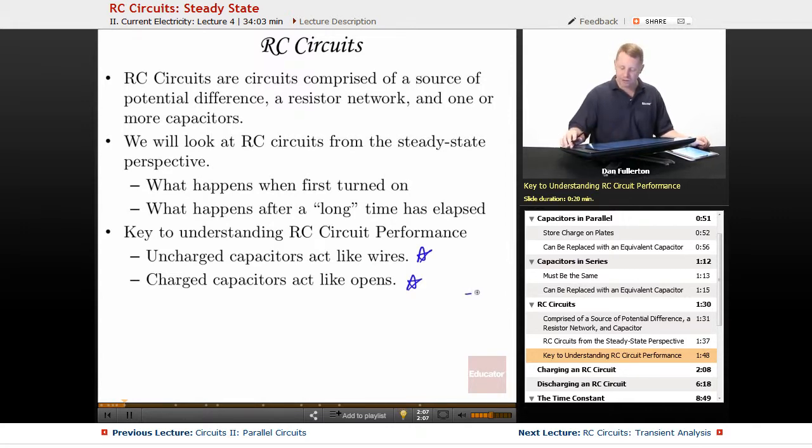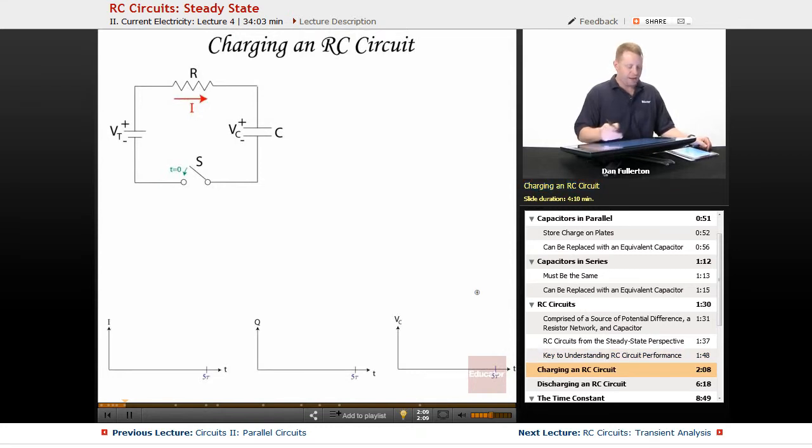So let's take a look at charging an RC circuit. Here we have a source of potential difference, some VT. We've got a resistor R. We have a capacitor C, and we've defined the positive and negative side of our capacitor. And at time t equals 0, we're going to close this switch and see what happens. Now, initially, the capacitor acts like a wire when it's uncharged.